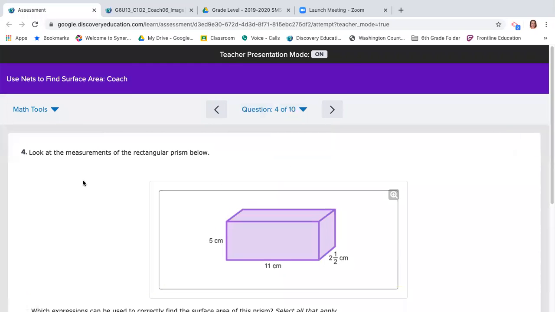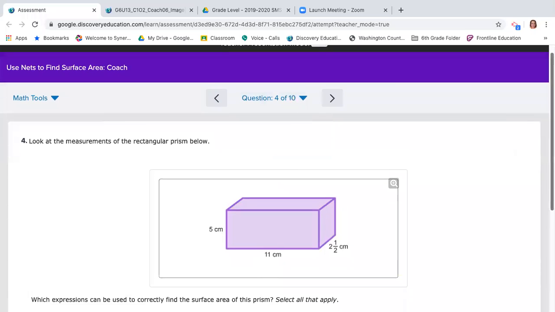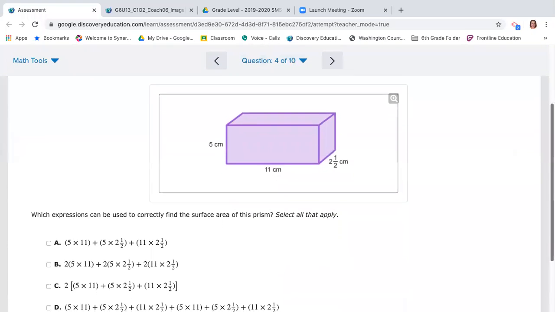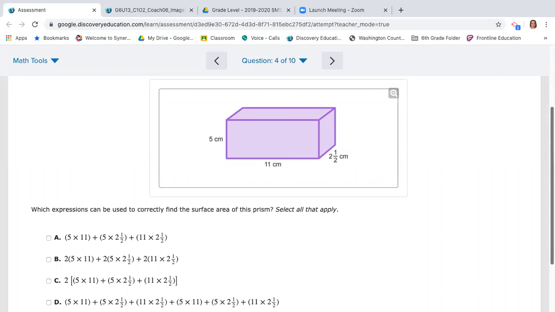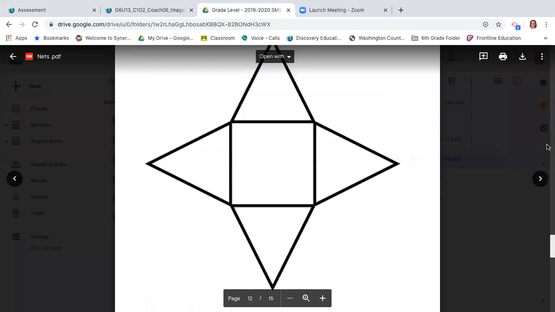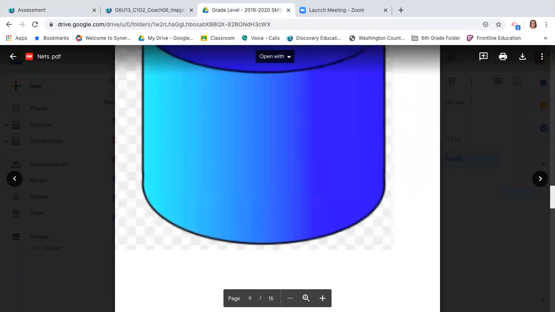Question 4, it says, look at the measurements of the rectangular prism below. So we can see that we have a rectangular prism here. So similar to the last one, we know that we have to look at it when it's kind of unraveled. So I'm going to go ahead and show this to you again.